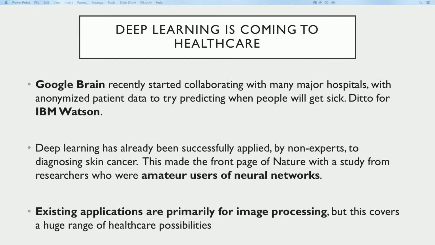Thirdly, existing applications are primarily for image processing. This has been really exciting. And it covers a huge range of healthcare possibilities, but it's also not everything, right? So another area that's exploding, but that is not quite up to image-based analysis is time series prediction. So I also believe in the next year or two we're going to see a huge explosion in time series prediction with neural networks in the healthcare field.